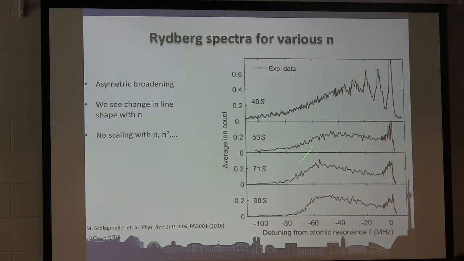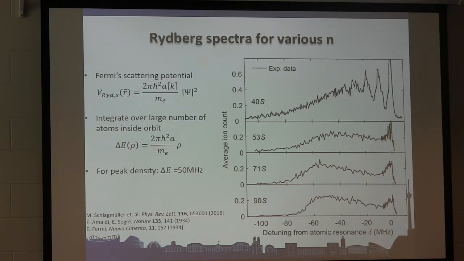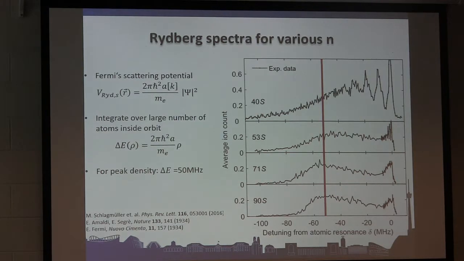So basically the fact that this stays almost the same is related to the fact that the electron function is normalized. And to explain the exact shape, we started again with this very simple calculation with s-wave scattering only. We integrated over all possible particles which are inside the Rydberg orbit, and when you put in the peak density in our sample, you would expect the maximum shift of like 50 megahertz or so.